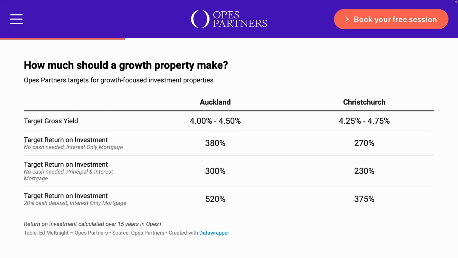But as a general rule, you want to see an ROI of at least 200% over 15 years if you're using the no cash needed method. And that means for every dollar you put into a property, you're expecting to get at least $2 back, at least in today's money.